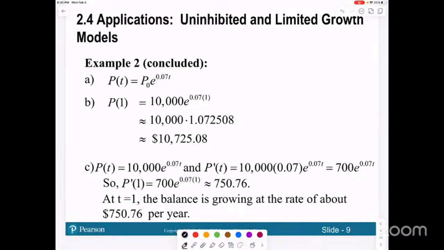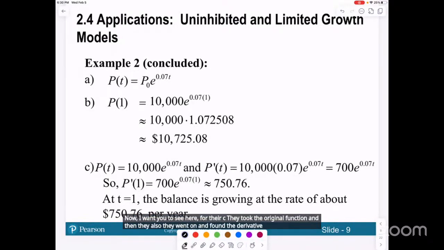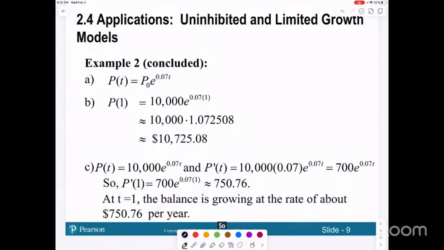Now I want you to see here for part C, they took the original function and then went on and found the derivative, which we kind of bypassed. I just used the theorem. But they found the derivative to be 700 times e to the 0.07 times t. Then after 1 year, they got the same result that we did. Essentially, that's just 0.07 times the original.